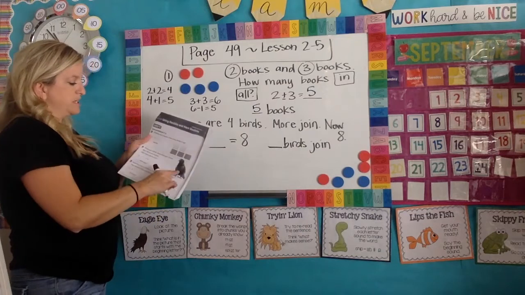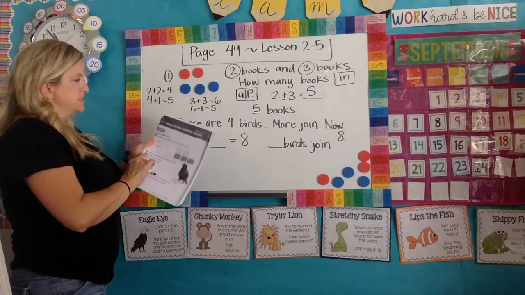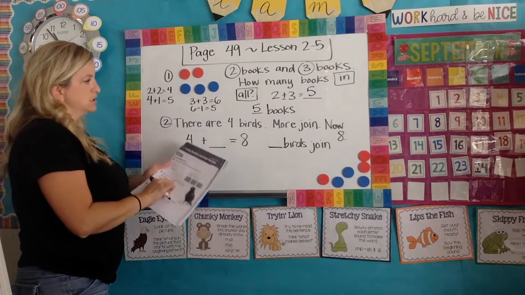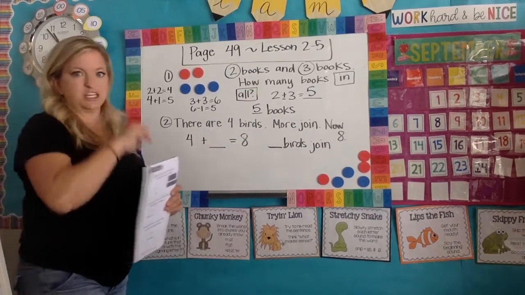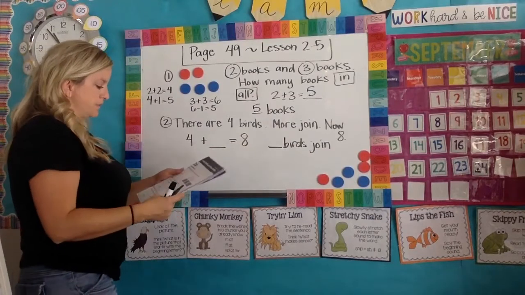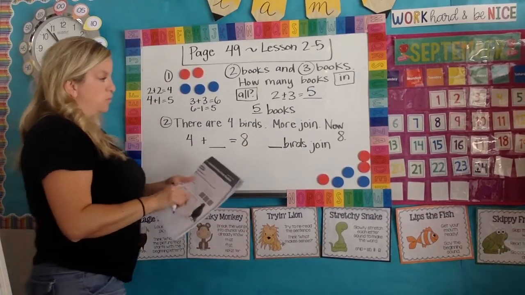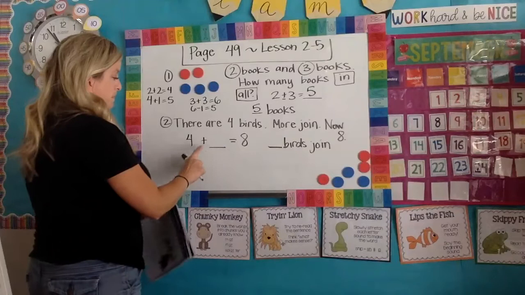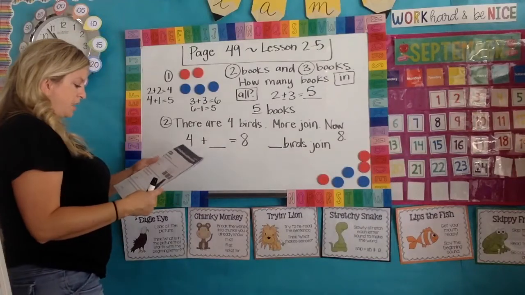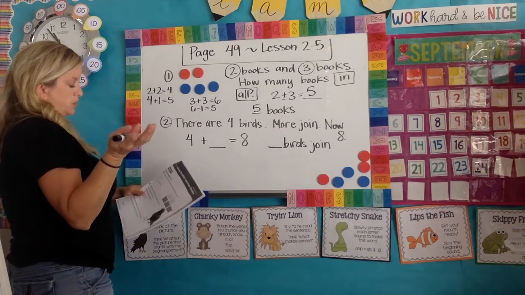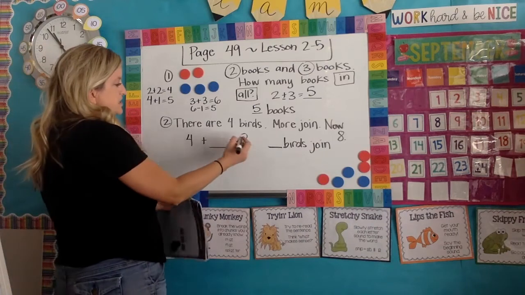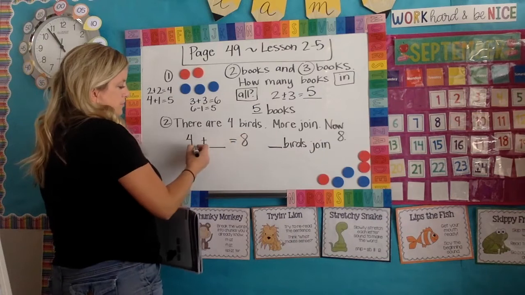The second problem has this beautiful bird on it. It says there are 4 birds. I didn't write all the words down. I just wrote the ones down that really matter that I need to show you. I'm going to circle or box more birds join them. Remember, more means I'm adding. Now, there are 8 birds. How many birds join? This is writing your equation.